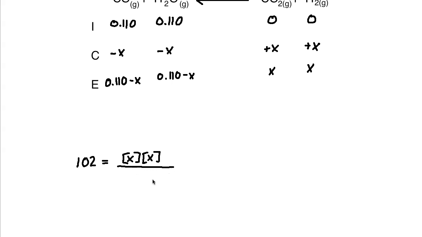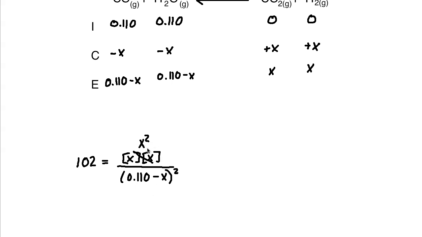Now, as far as the reactants are concerned, I have two of them, both of which are expressed as 0.110 minus X. And there's two of those, so that value is going to be squared. And to simplify this up here, X times X is simply going to be X squared. So what I really have is X squared over 0.110 minus X, and that term is squared.